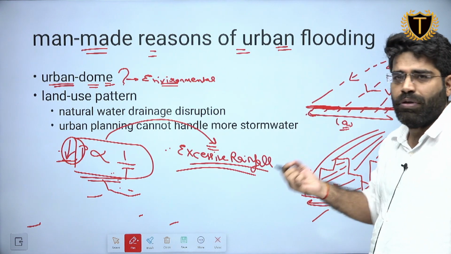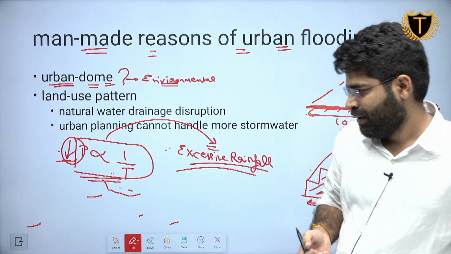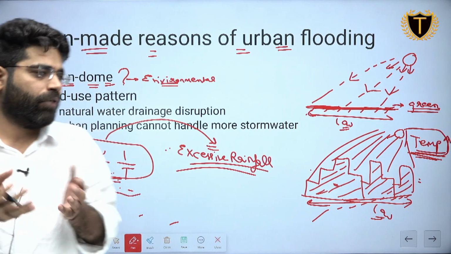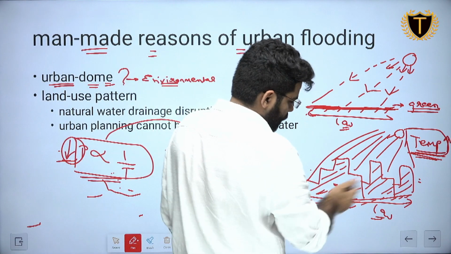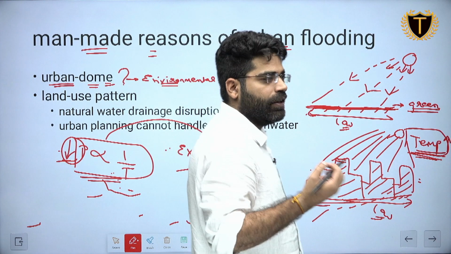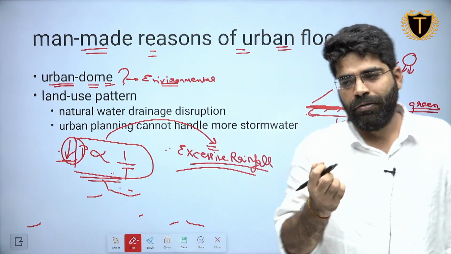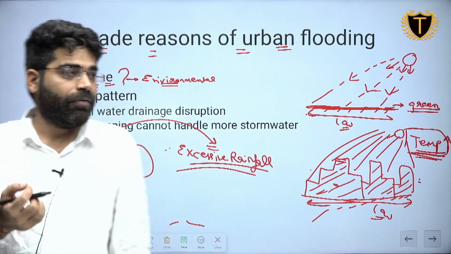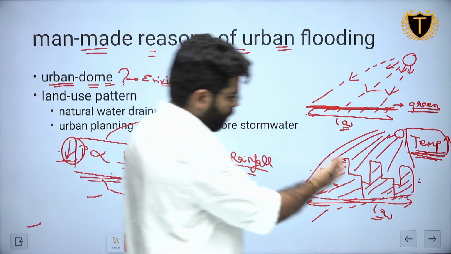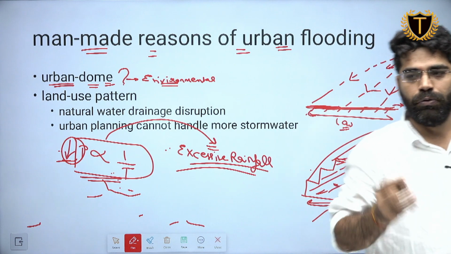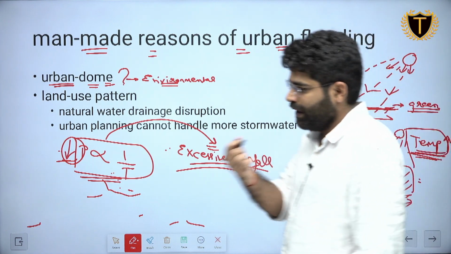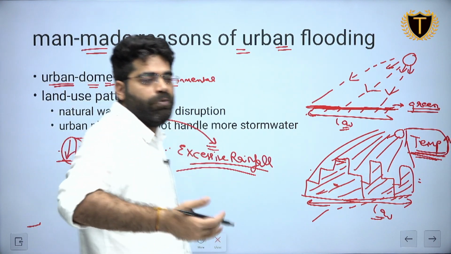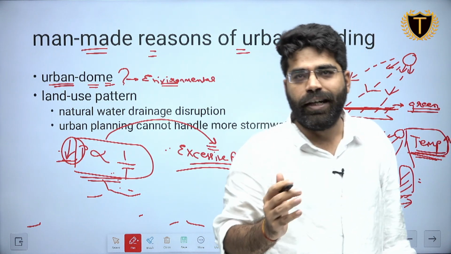Now this urban dome, why does this happen? Concretization is one of the many reasons. With the increased number of people, there would be increased cooling requirements. When I say increased cooling requirements, what does it mean? You would have to have more ACs working in a particular area. You would have more cooling towers operating in that particular area. You would have more factories and industries located in that particular area, and you would have more transportation facilities operating in that particular area.